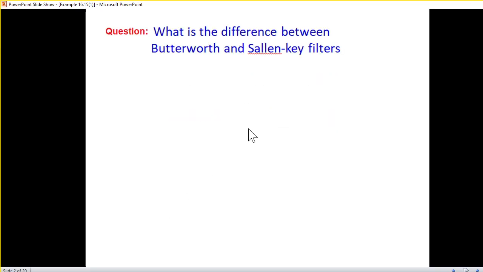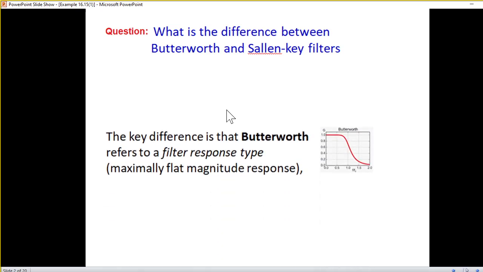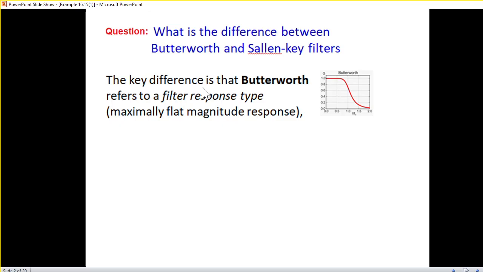The first question that comes to many students' mind, and also in my mind it came, what is the difference between Butterworth and Sallen-Key filters? Actually, the key difference is that the Butterworth refers to a filter response type, maximally flat magnitude response. So the Butterworth response would be something like this for a low pass filter, almost straight, and then sharply falls to zero level.